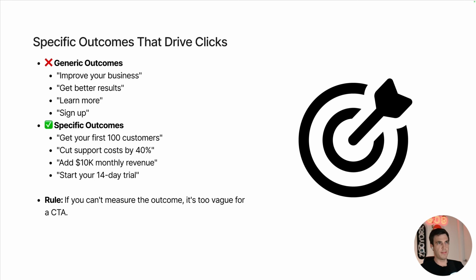So some specific outcomes that drive clicks. Generic outcomes would be things like improve your business, get better results, learn more, or sign up. Versus specific outcomes: get your first 100 customers, cut support costs by 40%, add 10K in monthly revenue, start your 14-day trial. The rule of thumb here is that if you can't measure the outcome, it's too vague for a call to action.